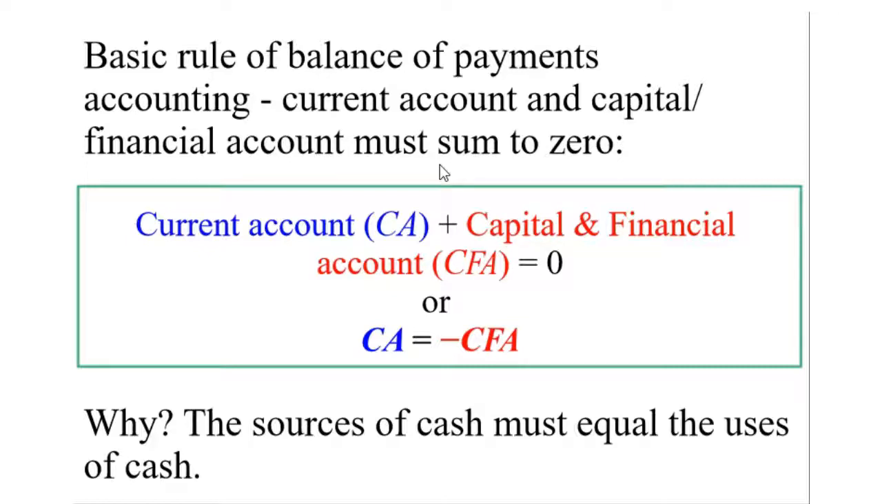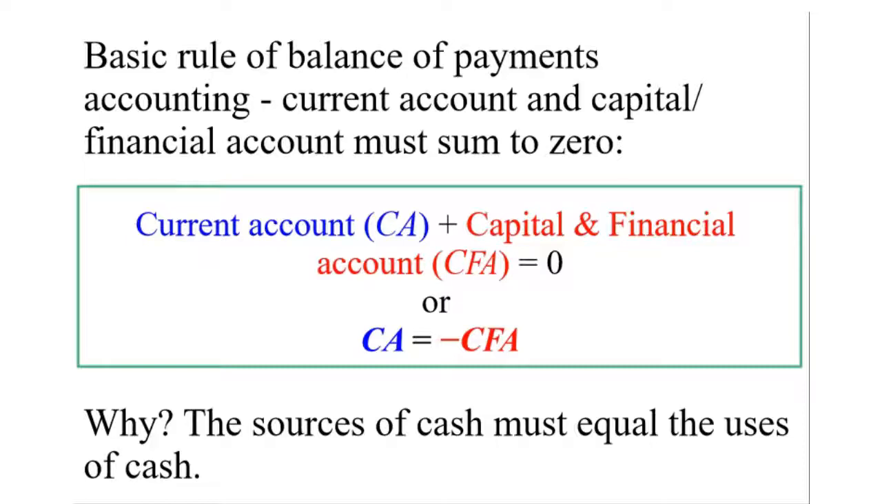And this is only possible if one of them is positive and one of them is negative and they equal out to zero. The reason why, as we've seen with all of these balance of accounts, is that sources of cash must equal the uses of cash. What comes in must equal what goes out. So if you are receiving a ton of money in the first category in current accounts, a surplus, that money is probably going into banks, into assets and things like that, so you'd have money coming out in the next category.